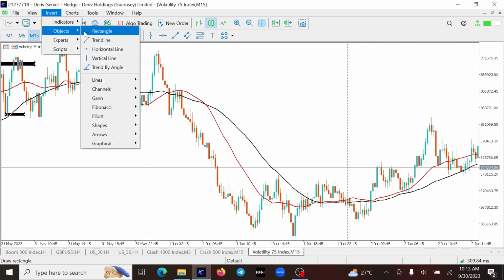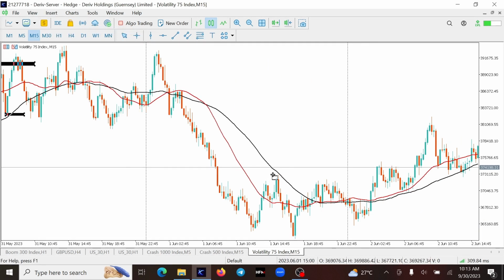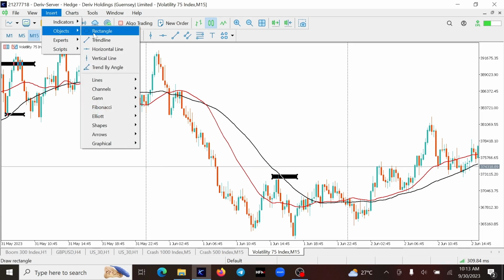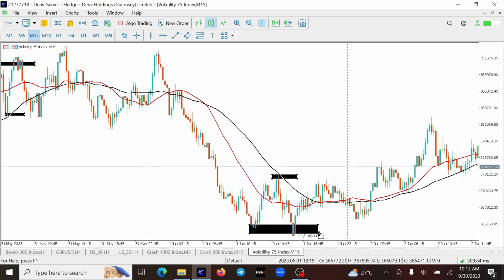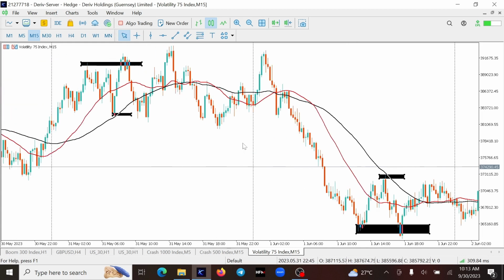Okay, let me show you. The same way it was at this point here. Your entry is here. Can you see that? And then your TP is here. Do you see that? Just the same way.